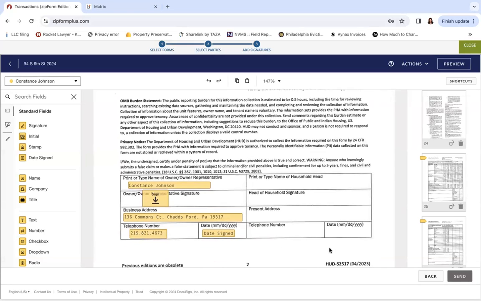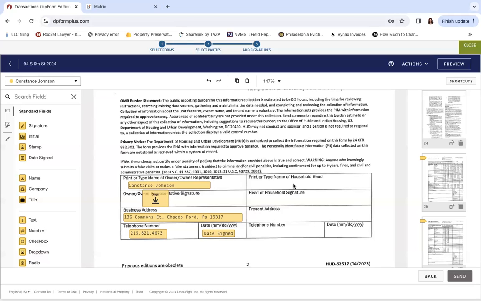You're going to drop to the end of this portion and it's going to ask you for the owner or owner's representative name. You're going to put that here and then the signature in the second box here. And then it's going to ask for the business address, or the address that you are utilizing for mailing purposes for Section 8, should go here. Your telephone number and then the date should go here.